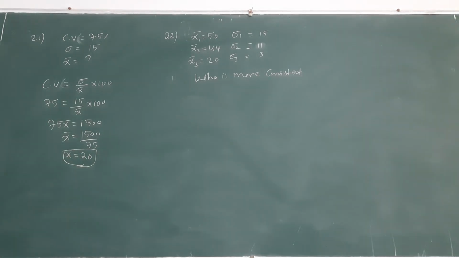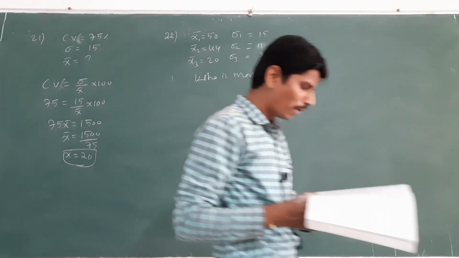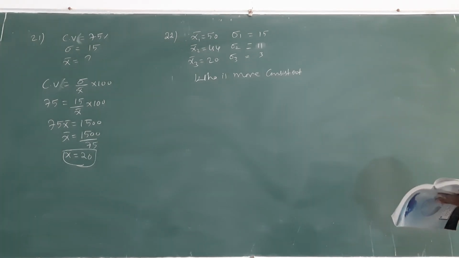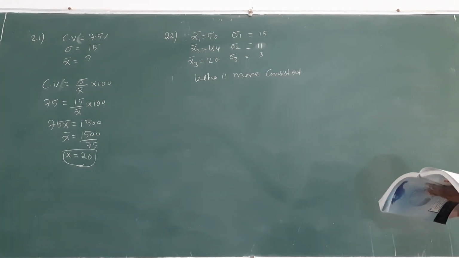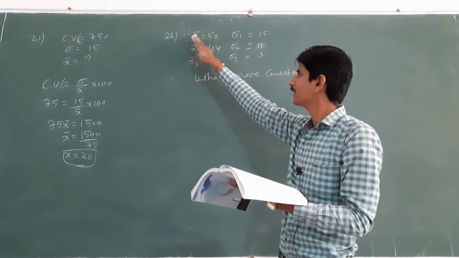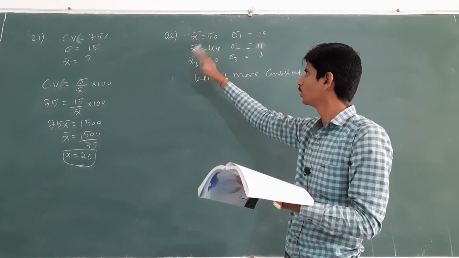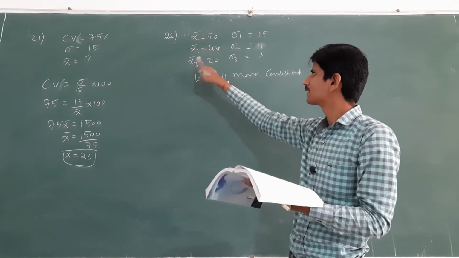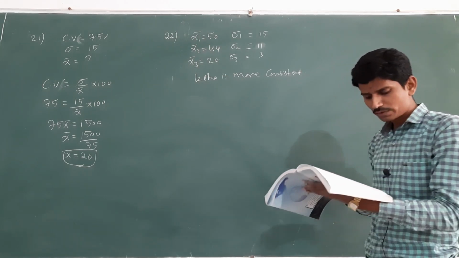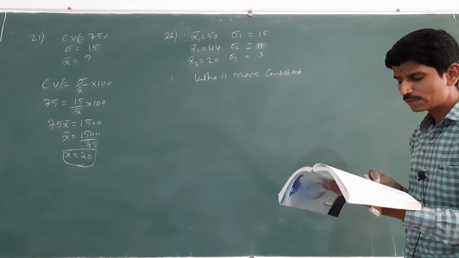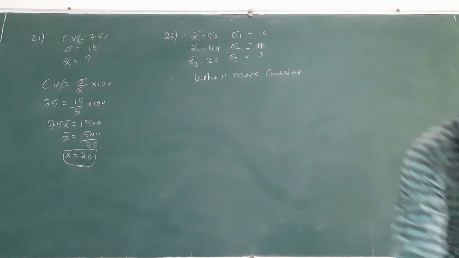The next one, the 22nd problem. The arithmetic means of marks scored by 3 students A, B, C in examinations are 50, 44, 20 respectively. The mean marks are given: x1 bar is 50, x2 bar is 44, x3 bar is 20. The standard deviations are 15, 11 and 3. Who is the more consistent scorer?